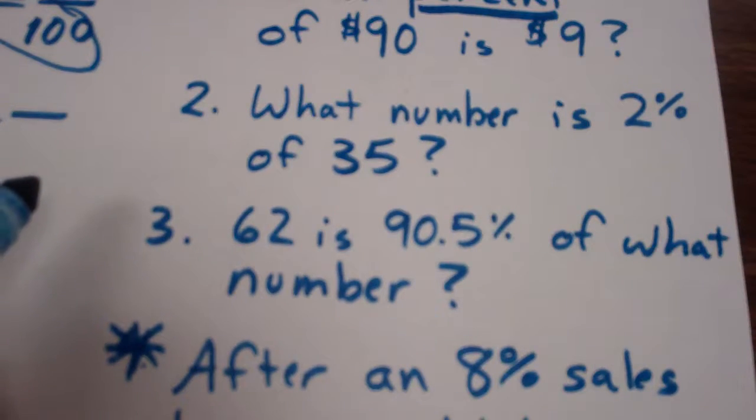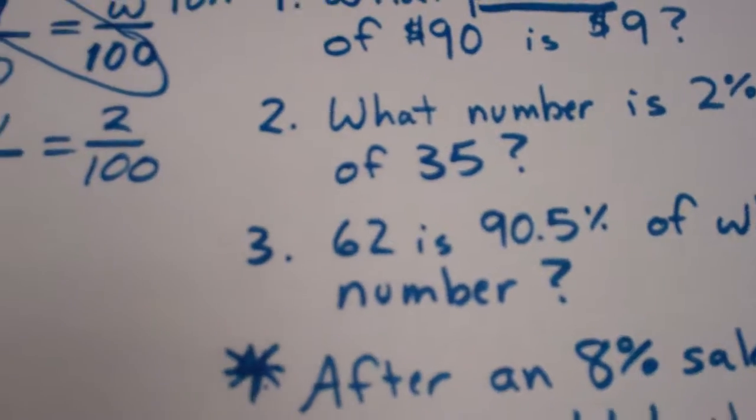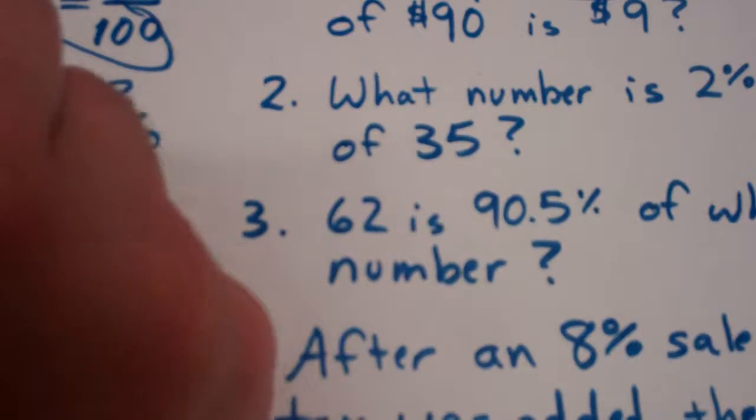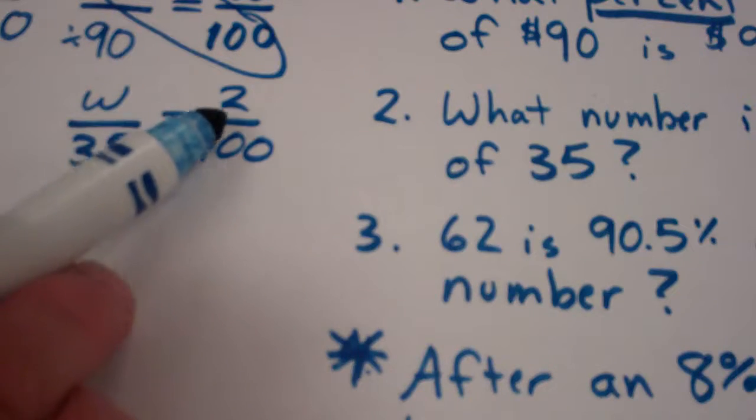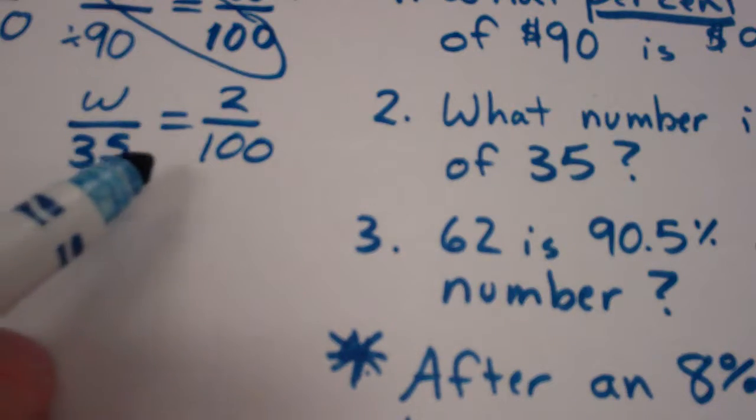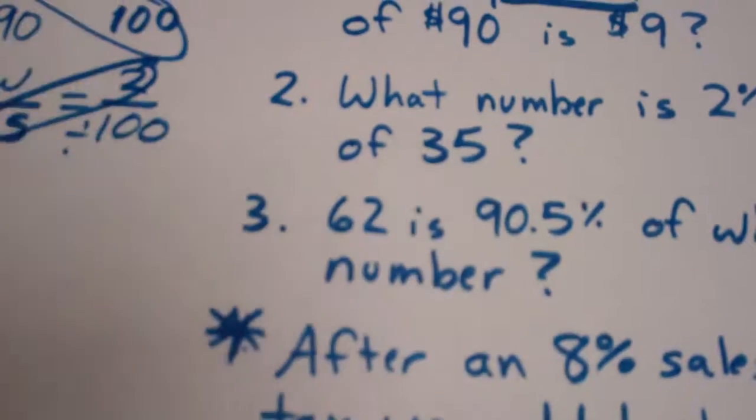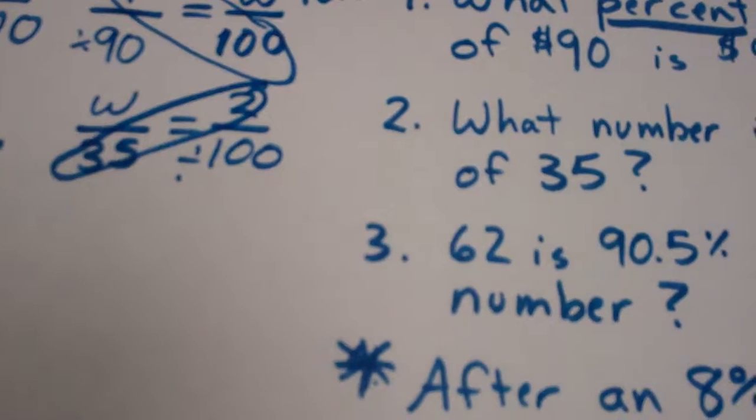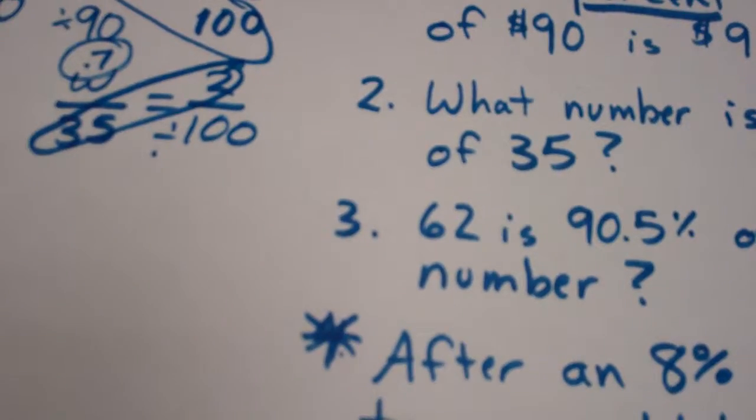But let me set that up. What number is, in other words, I don't know the part, 2%. We already know the 100 is on the bottom. There's my 2%. Of 35. They're telling me 35 is my whole. So now let me read it to you. What number is 2% of 35? Well, 35 is 100%. We're about ready to find out what the 2% is. Once again, multiply the diagonals, divide by the other one. We do that because the cross products are equal, right? And guess what you get? 0.7. So 0.7 is 2% of 35.